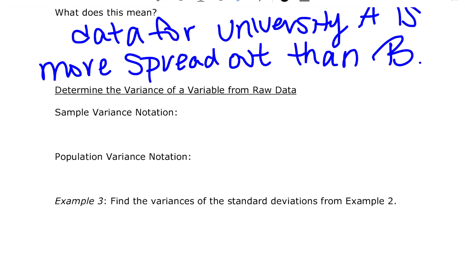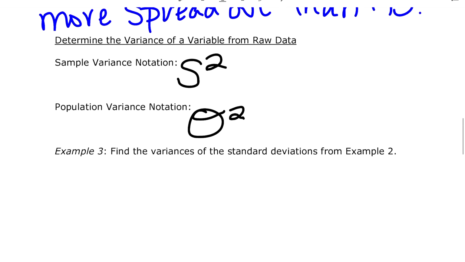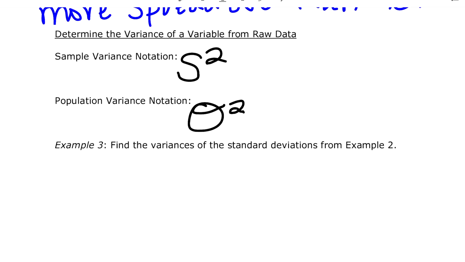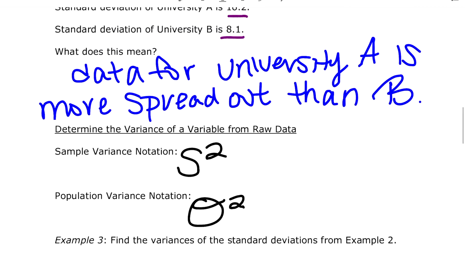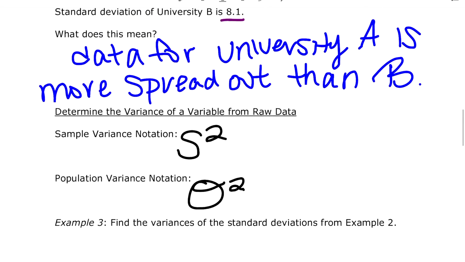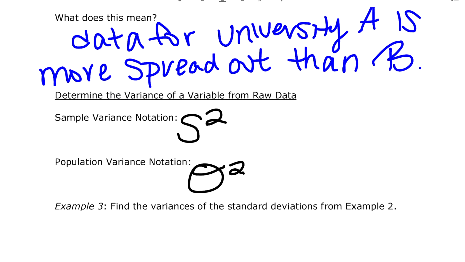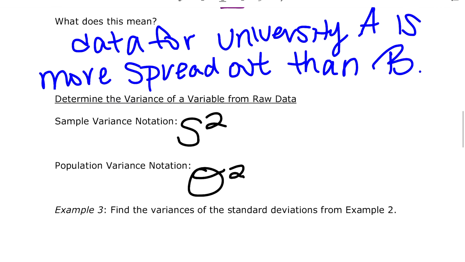Let's do it in black. The sample variance notation is S squared. And the population variance notation is sigma squared. Because the variance, very simply put, is the standard deviation squared. So it's the step before we took the square root at the end. Now we aren't going to do a lot with variance in this course, but if you were to move on and take more statistics courses, you would have a lot more uses for variance.